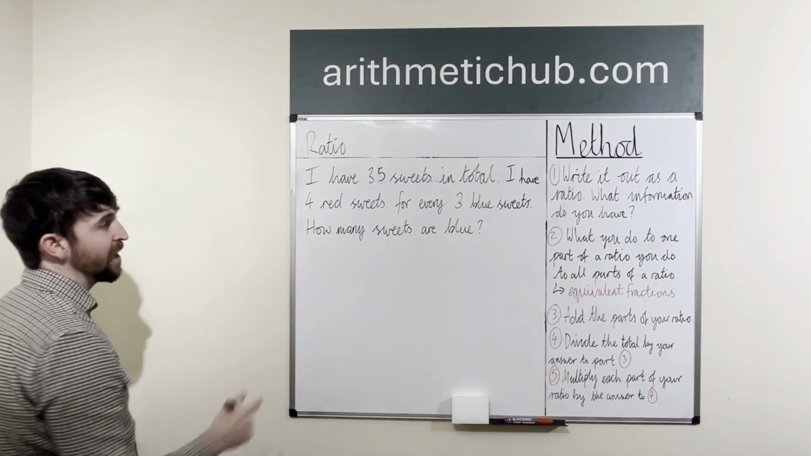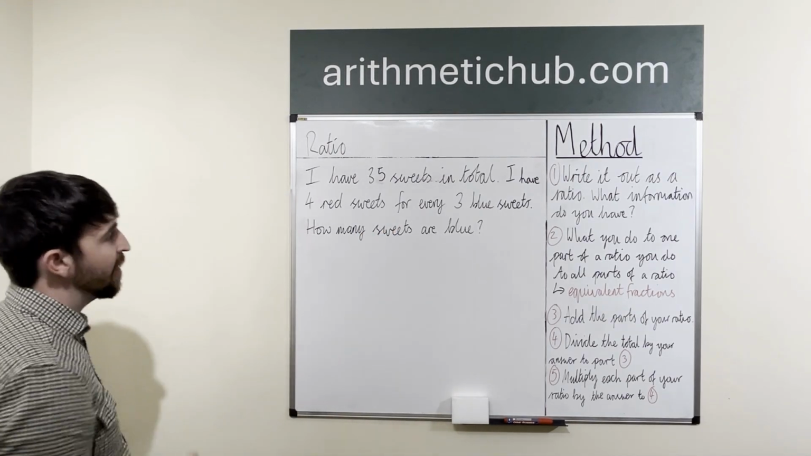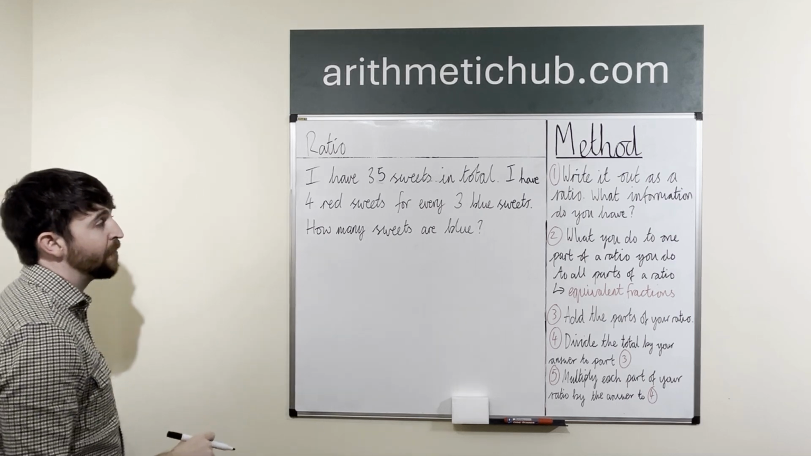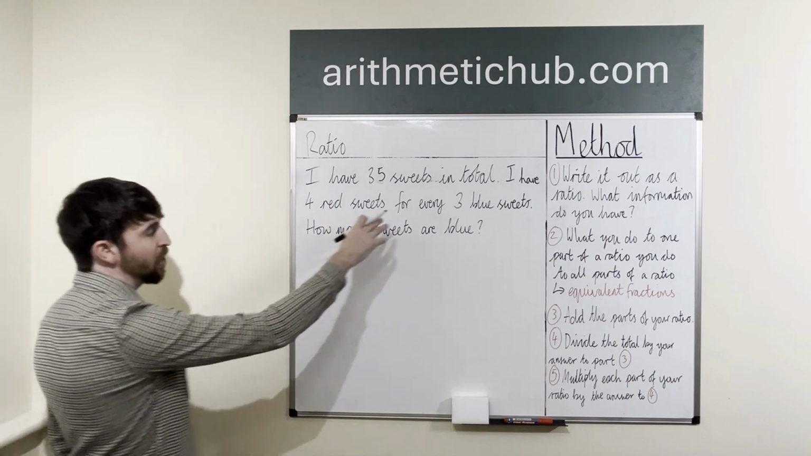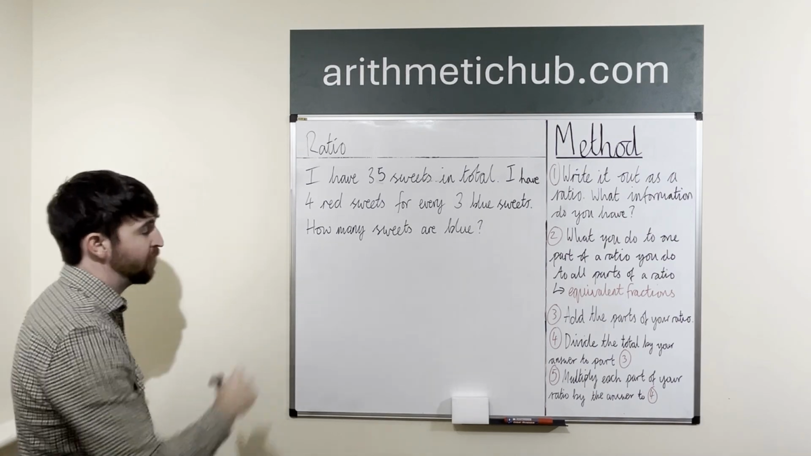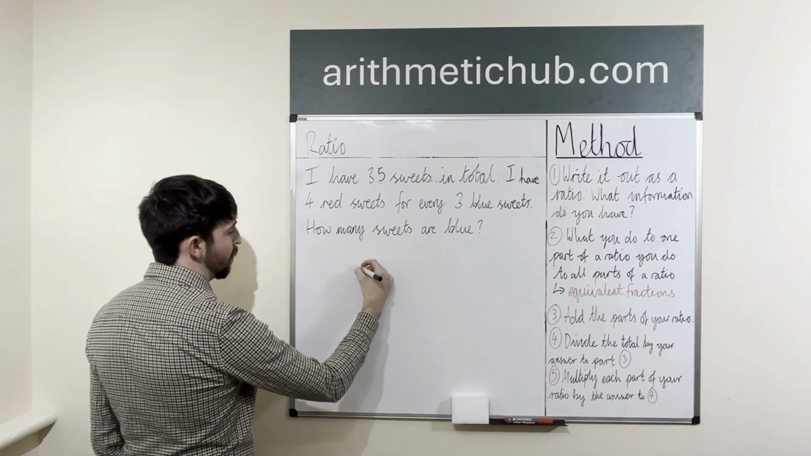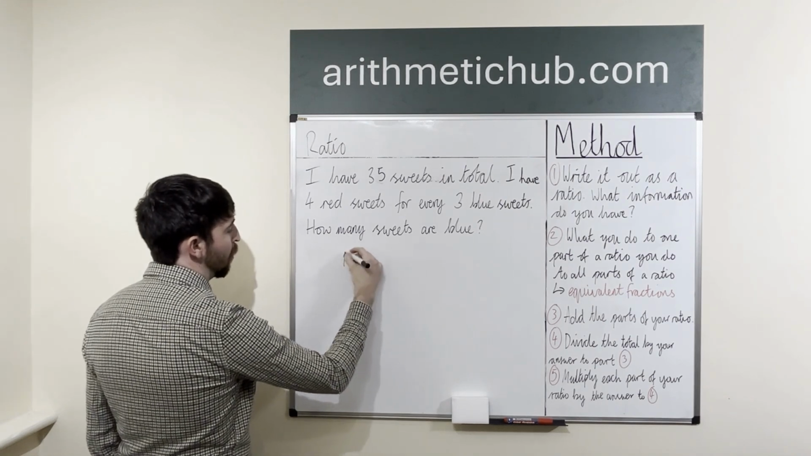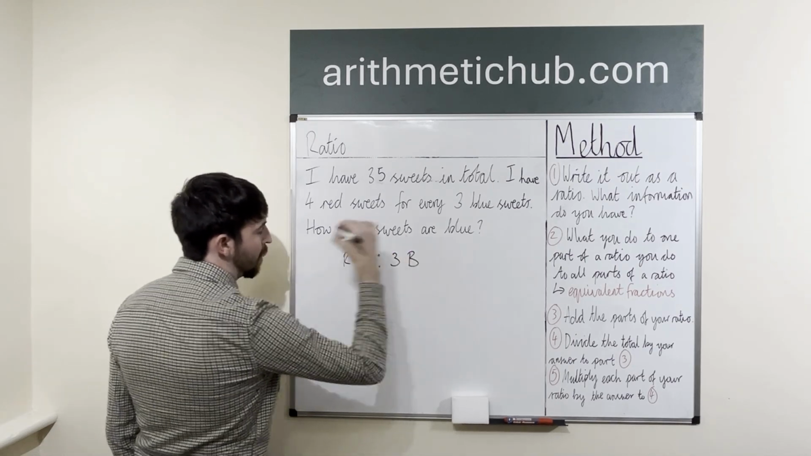So the first thing I need to do is write it out as a ratio. What information do I have? So it says I have 35 sweets in total. I have 4 red sweets for every 3 blue sweets. How many sweets are blue? So I can see for every, so immediately I'm thinking, right, it's a ratio question. I have 4 red sweets for every 3 blue sweets. So let's start off with that. Okay, so 4 red for 3 blue.